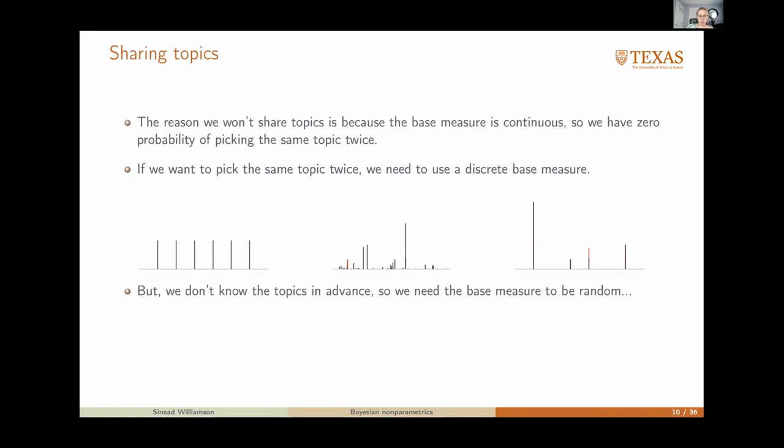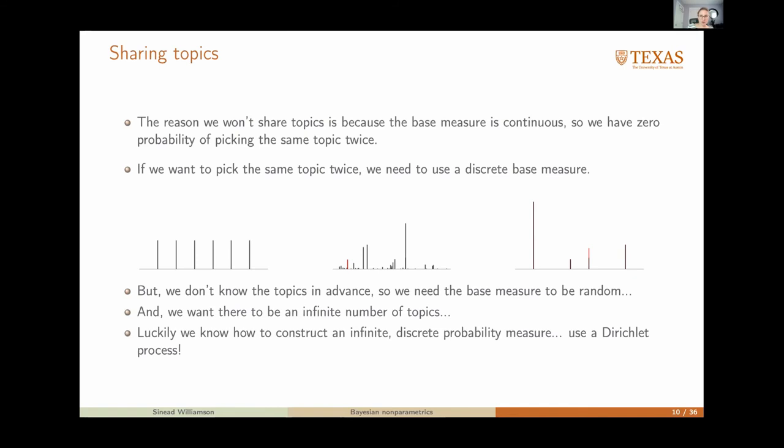Well, we've already seen this. We've been spending all of Wednesday constructing infinite discrete probability measures on some space. So instead of using a six-dimensional probability vector, we can use an infinite-dimensional probability vector where each atom is associated with a random topic. And this is what's called a hierarchical Dirichlet process.